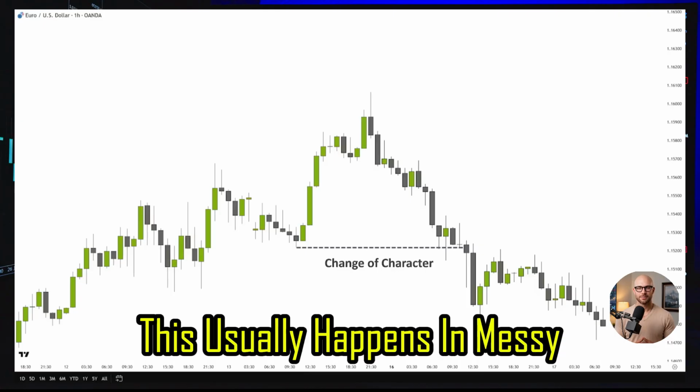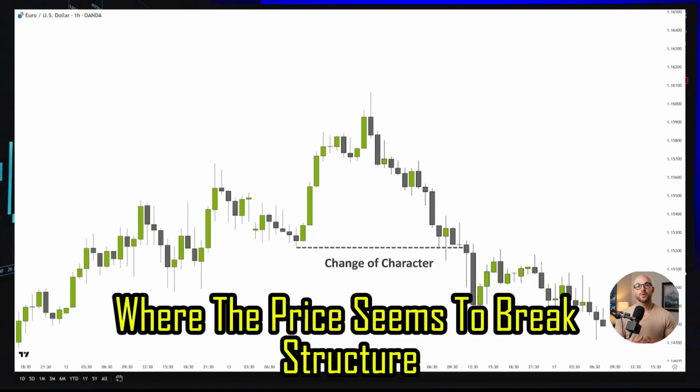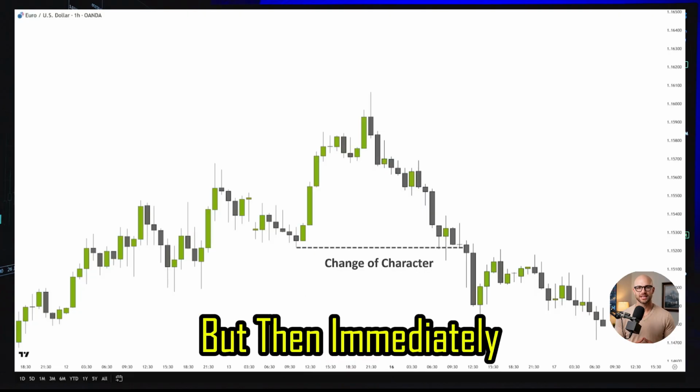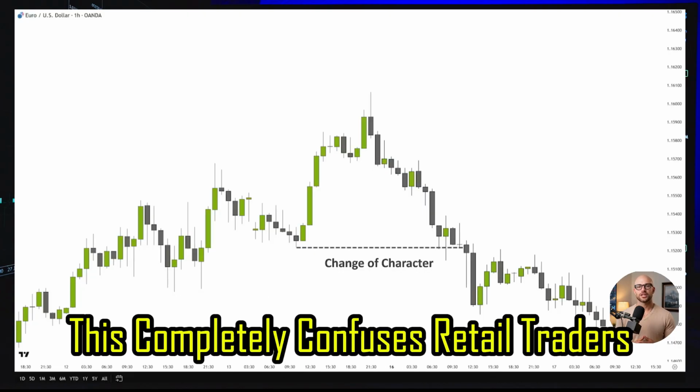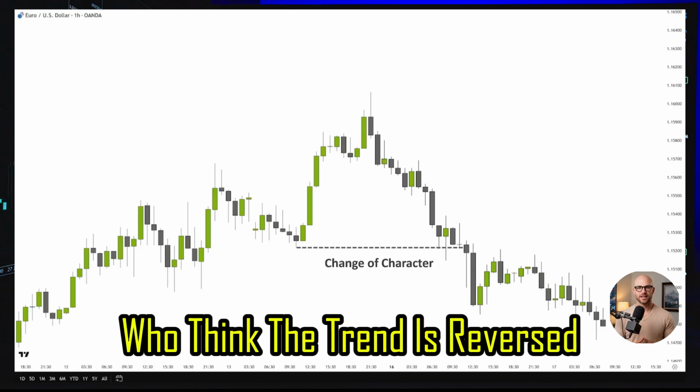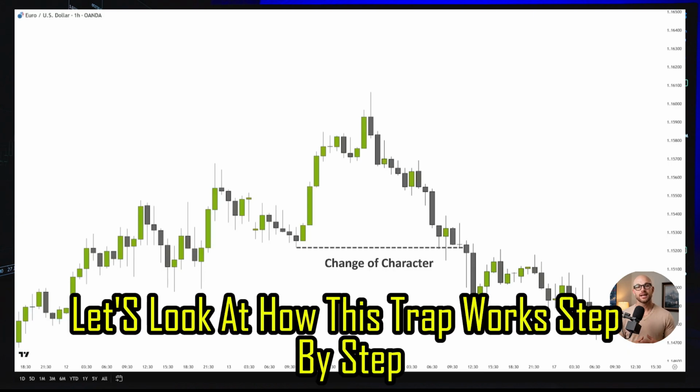This usually happens in messy, imperfect trends where the price seems to break structure but then immediately continues in its original direction anyway. This completely confuses retail traders who think the trend is reversed and start taking the wrong trades. Let's look at how this trap works step by step.